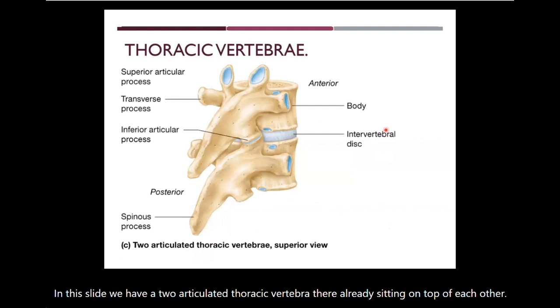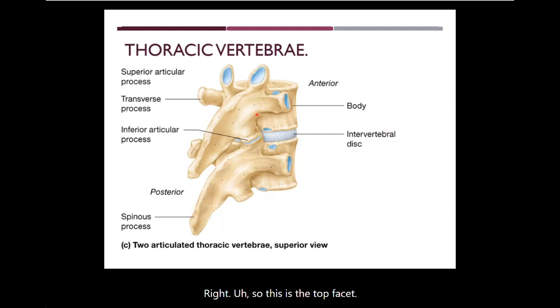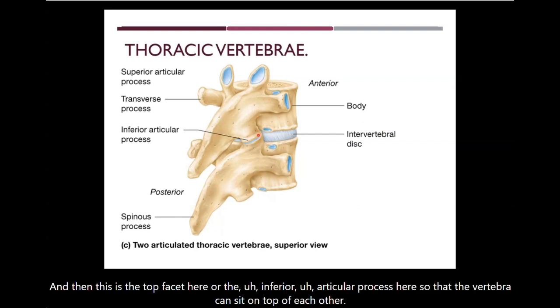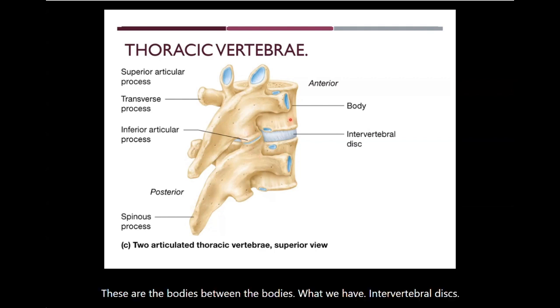In this slide, we have two articulated thoracic vertebra. They're already sitting on top of each other, right? So this is the top facet, and then this is the top facet here, or the inferior articular process here, so that the vertebra can sit on top of each other. These are the bodies. Between the bodies, what do we have? Intervertebral discs. These intervertebral discs, they are a type of joint. Okay, when we cover the joints shortly, they are a type of joint.